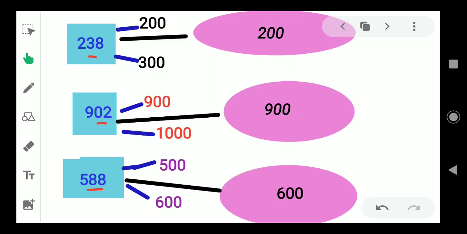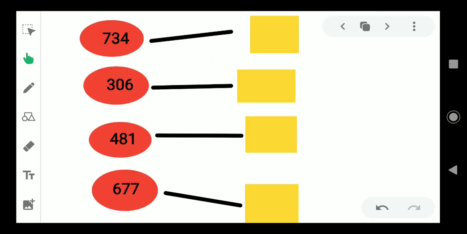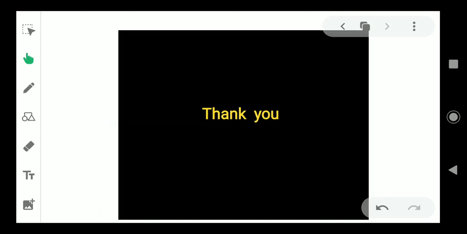Next question is 588. Which are the two possibilities? 500 and 600. See the number in the tens place, it is 8. So it should be rounded up. Answer is 600. Now it is your turn to complete it. Just see the number in the tens place.